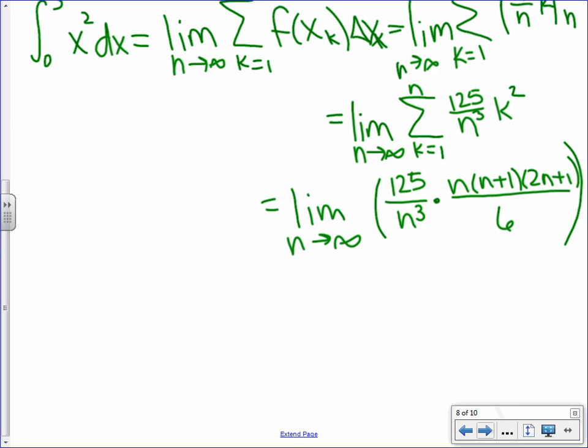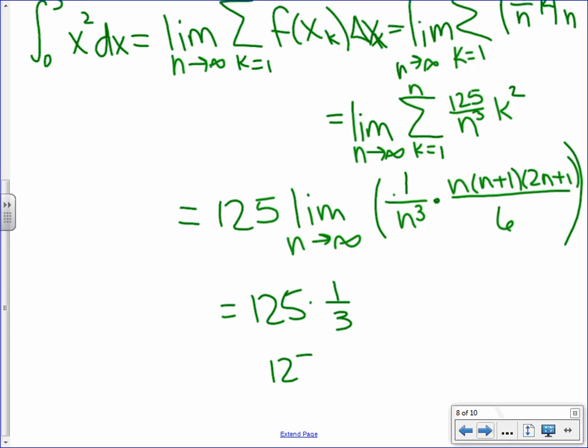If it helps, do we want to bring the 125 outside? Would that be helpful? We can take the 125 out, and so we have that limit. Now we've already done this limit, haven't we? This was already 1/3. So we have 125 times 1/3, or 125 thirds.